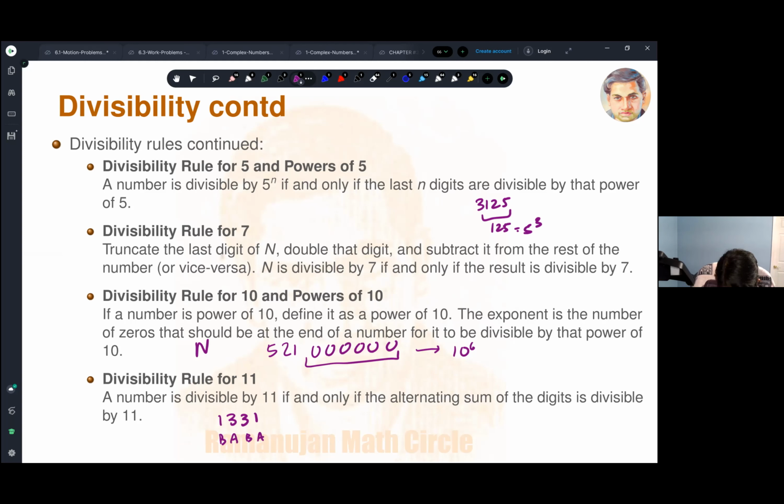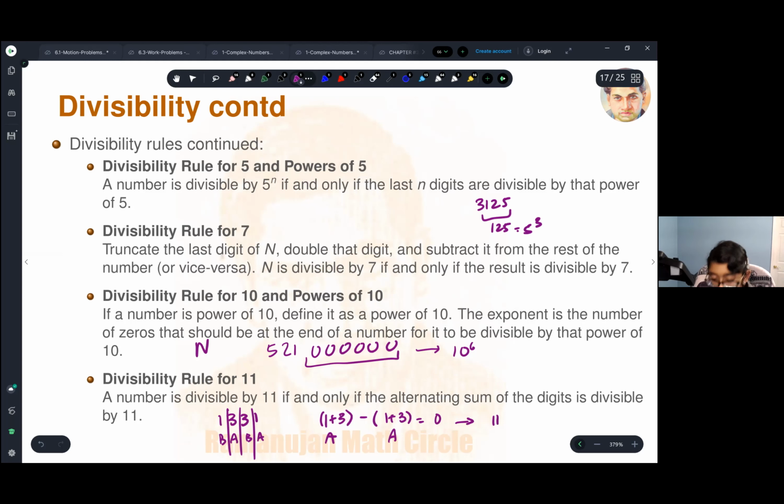Now you write out all the A digits, so 1 and 3. And then you write out the B digits, which are 1 and 3. So the difference is 0. And 0 is divisible by 11. 0 is divisible by any number, so you could just go with that. So hence we have that 1331 is divisible by 11. The alternating sum part is a little confusing because you might think that you should sum the two groups, but you actually take the difference between the two groups.